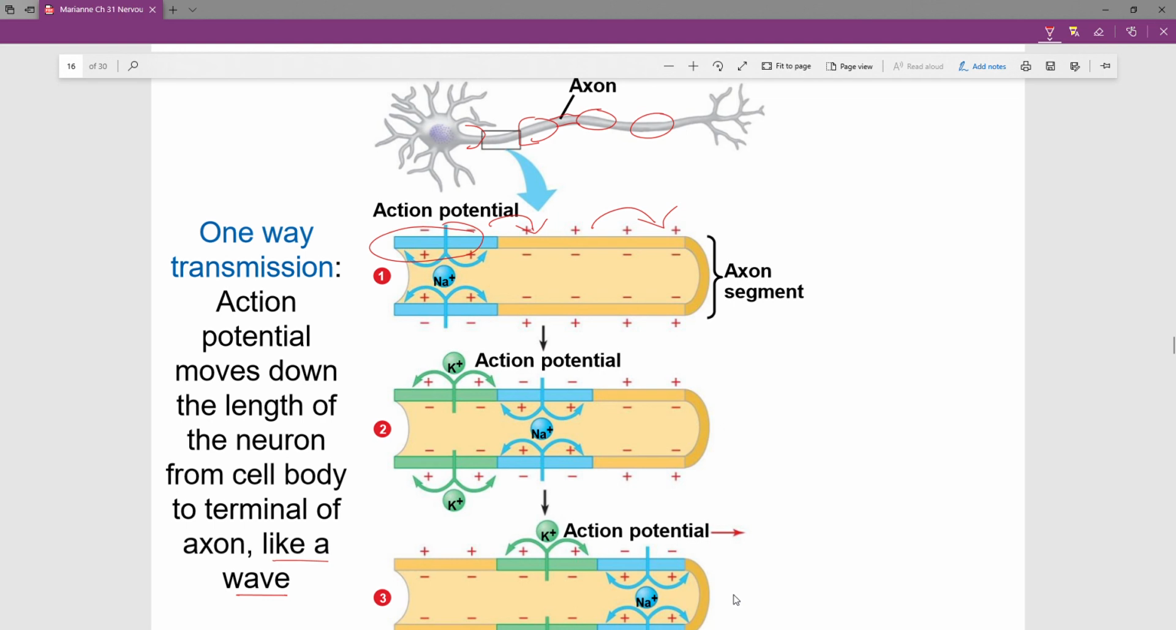If you remember, I did say that these were insulated because it allows for that nerve impulse to jump from node of Ranvier to node of Ranvier. If we have an action potential here, that is the stimulus for the next part of the exposed neuron. So that's that saltatory conduction, or that jumping type action.